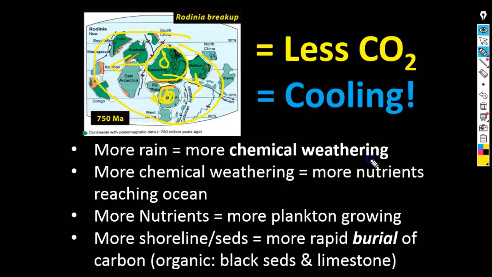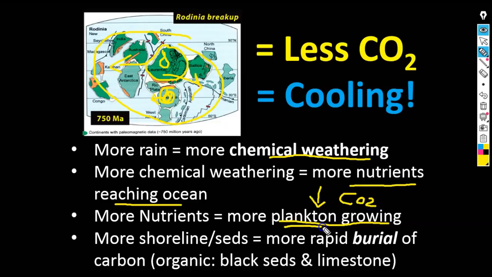So here's my chemical weathering. More chemical weathering means I fertilize the ocean, which means I grow plankton. More plankton growing means I'm pulling down CO2 from the atmosphere. CO2 is being pulled down. Literally, the plankton are making their bodies out of it. And of course, you've got shoreline to bury all of that carbon in the form of organic material and limestone.